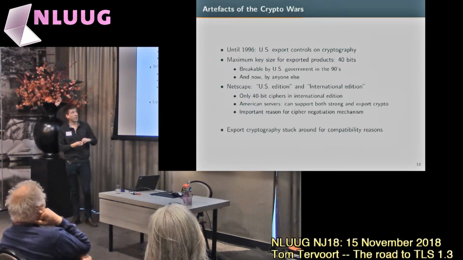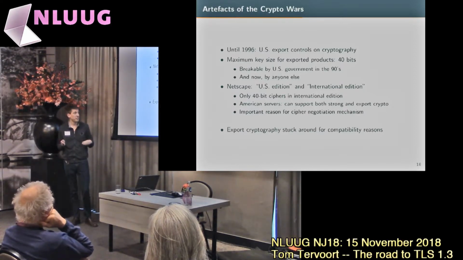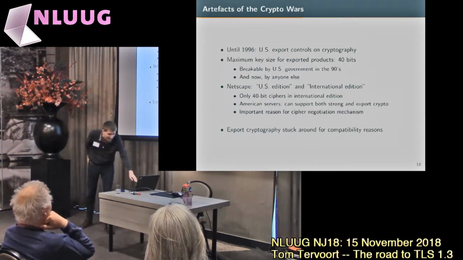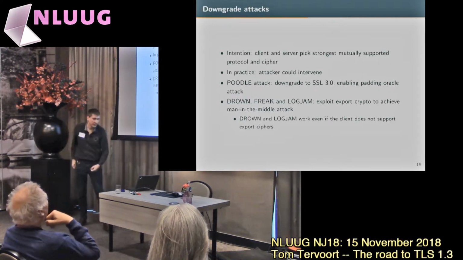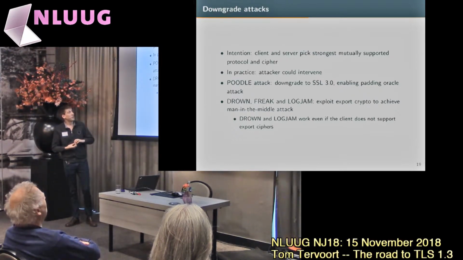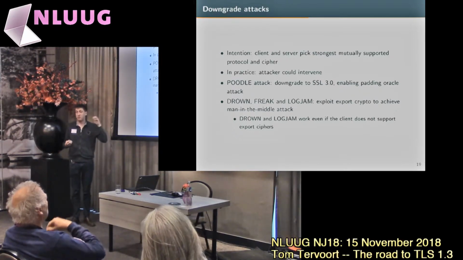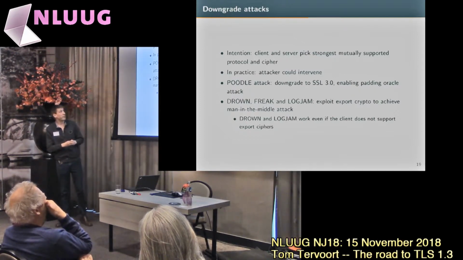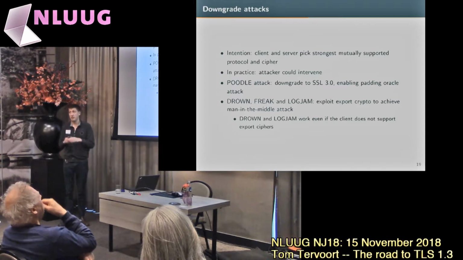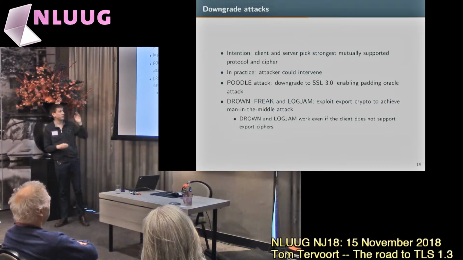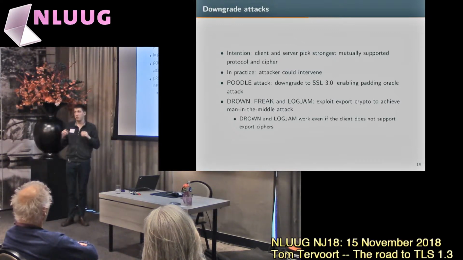And after the whole export restrictions got lifted in 1996, the export cryptography still stuck around because people didn't want to break compatibility. So this resulted in some problems when it comes to downgrade attacks. So the idea behind SSL is that both a client and a server would negotiate the strongest possible option that both would support, but in practice an attacker could actually mess with that and make sure that both parties used a weaker protocol.